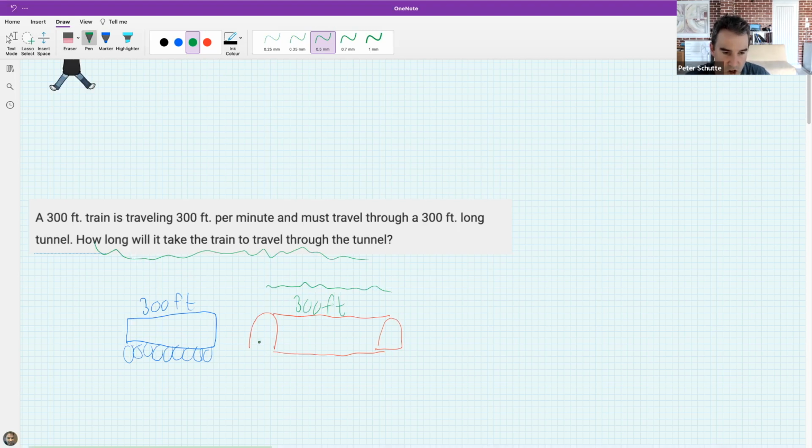Well, when it starts, it's going to take a minute for the front of the train to get to the end, and then it's going to take another minute for the back of the train to get to the end of the tunnel. So the answer is 2 minutes, because it takes a minute for the front of the train to get through, but a train is only through the tunnel when the whole train has gone through.